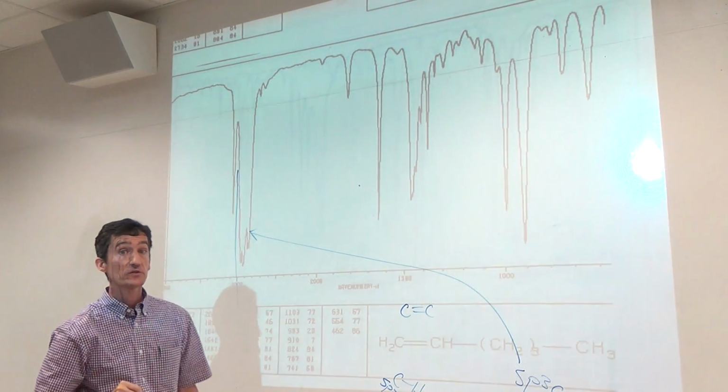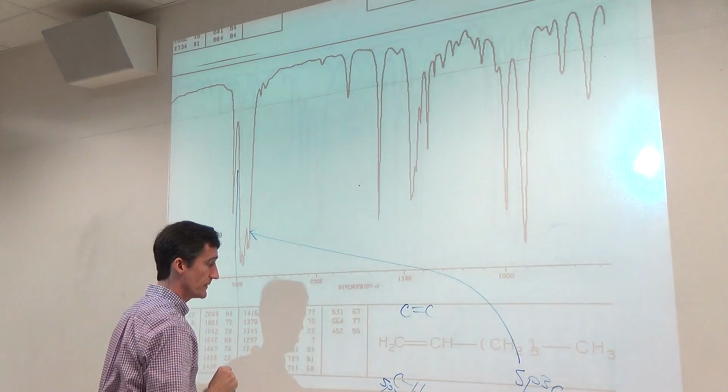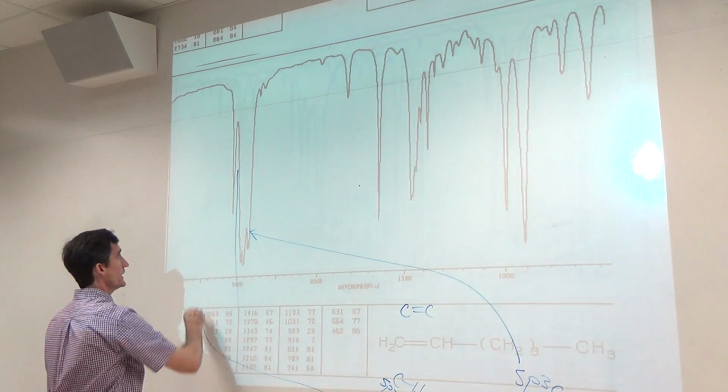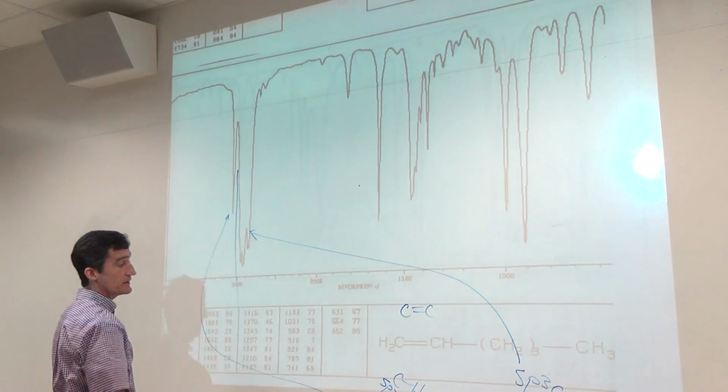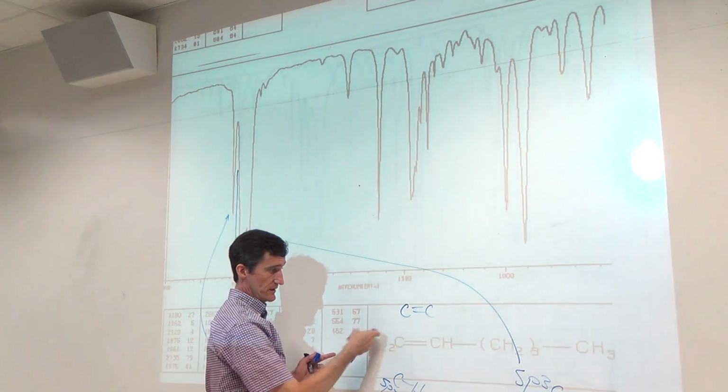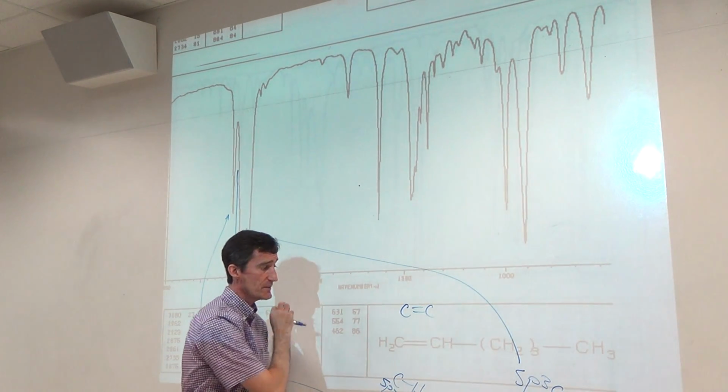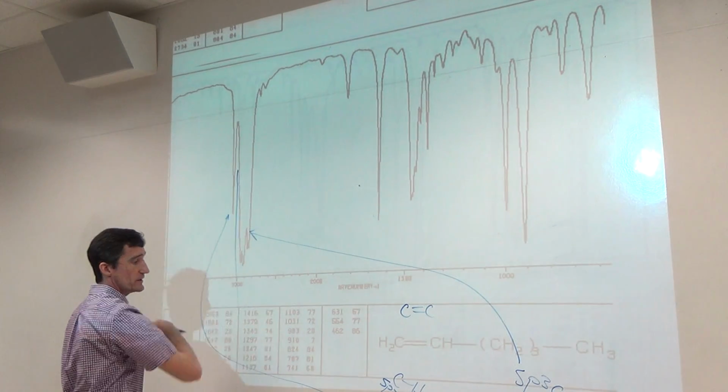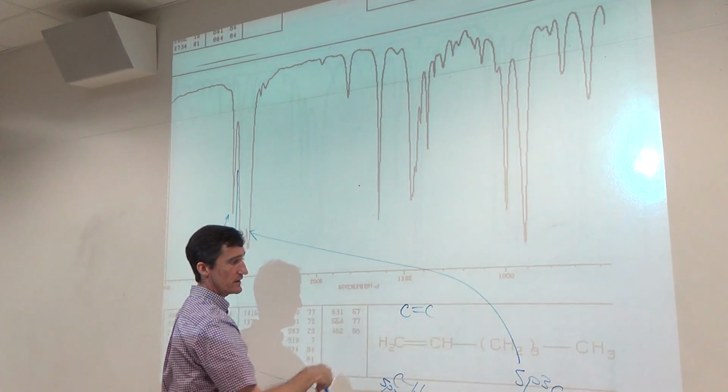We now have a peak just above 3,000. What's that for? That's your sp2 CH. Looks like it's maybe one peak. Even though we have 3 bonds, it doesn't matter how many peaks. We have absorbance here. We have sp2 CH in the compound.